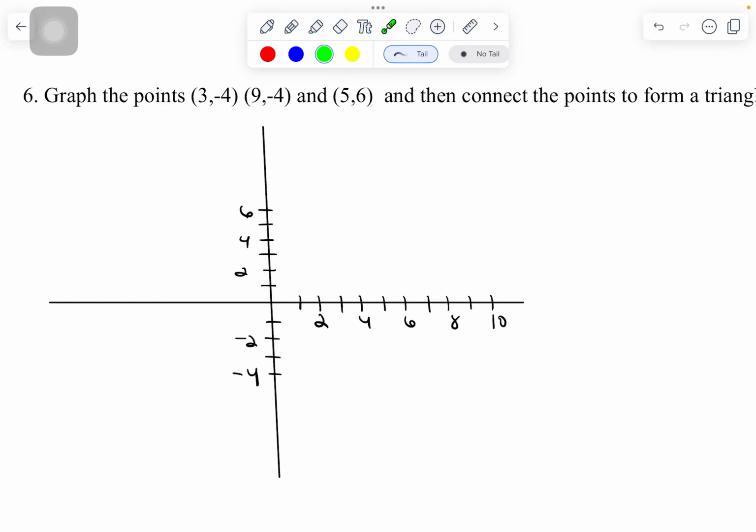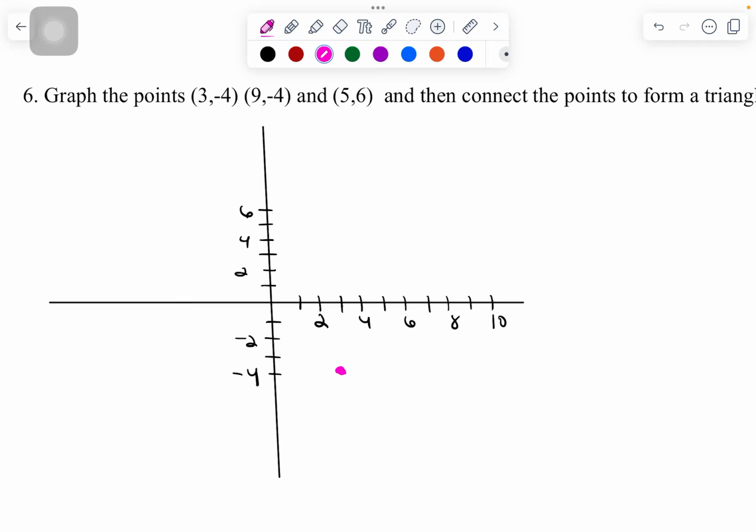And then, okay, so my first point is at 3. So 1, 2, 3. And then negative 4 is right there. So that's pretty good. Okay, so that's 3, negative 4. And then 9, negative 4. So I'm going to start here, right? Okay, go all the way over to 9. And then down to negative 4 here.